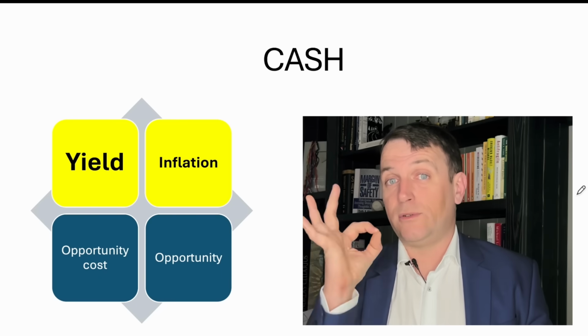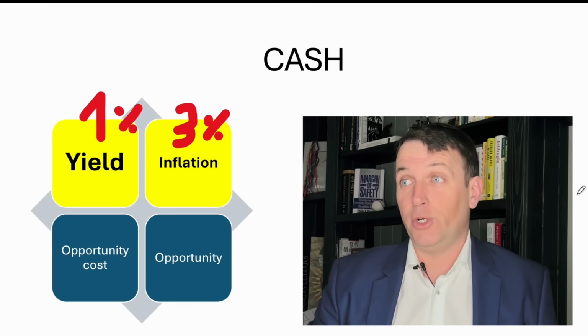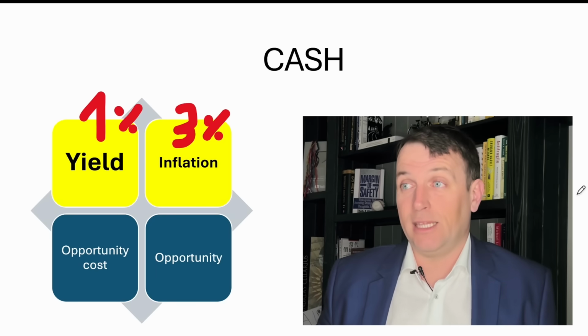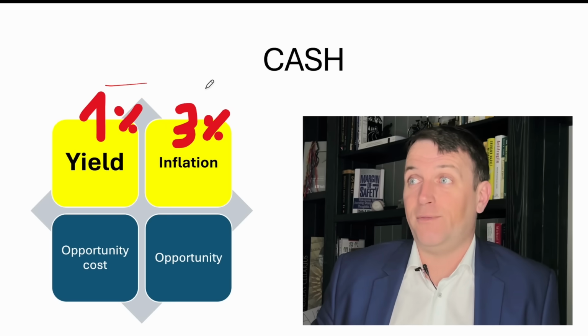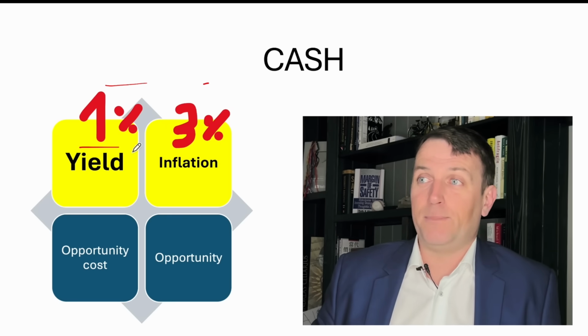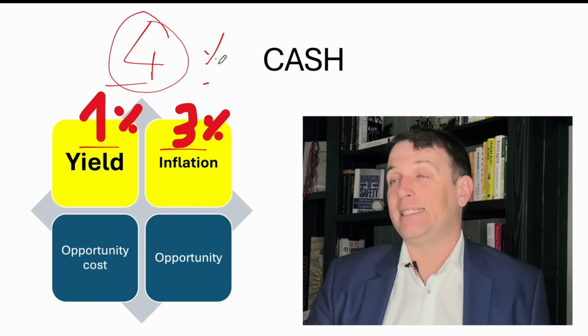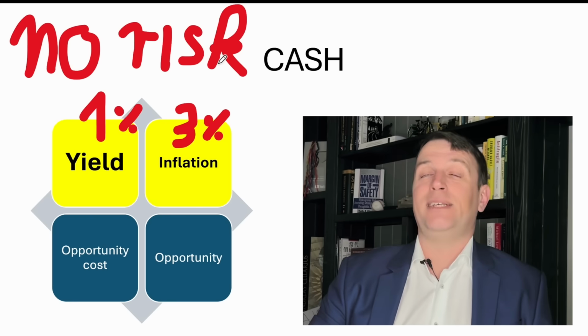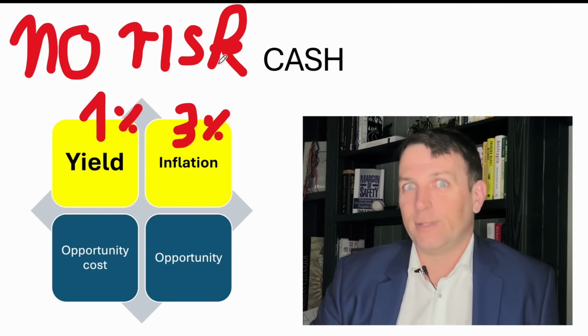So it gives you zero real returns, but it gives you an opportunity to buy something in the future, or it gives you an opportunity cost if you miss buying. So 1% real yield on 3% inflation, 4% nominal yield. That's the situation there. The positive is that there is no risk. So you hold cash, you cannot lose cash. But let's now discuss the opportunity cost.